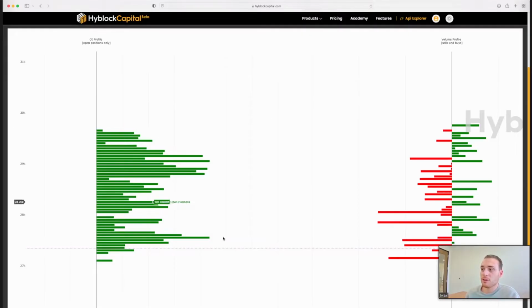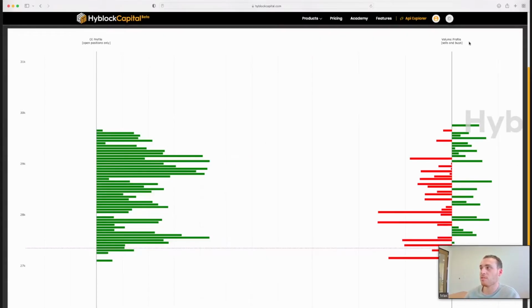Now, let's look at where our theoretical point of control would be, where the most volume occurred within this range between 27 and 30K for Bitcoin. So it looks like the point of control, or where the most volume was, is right up here at 29,000. Now the question is, what type of volume occurred up here at 29,000, which is pretty close to our range high, or the most extreme point of our range, right? There was a lot of volume. The most volume in this $3,000 range happened at just over 29,000.